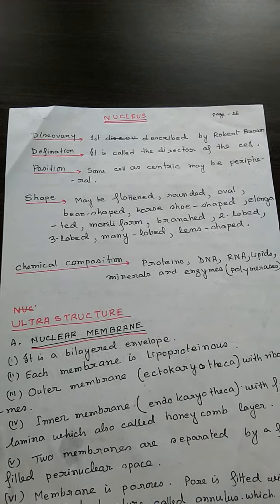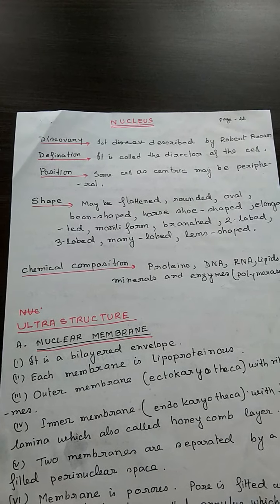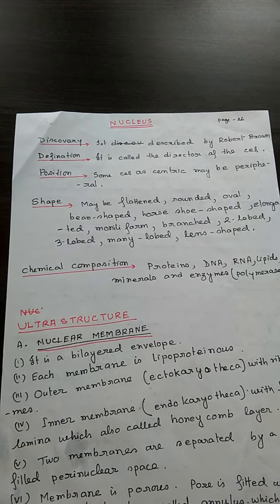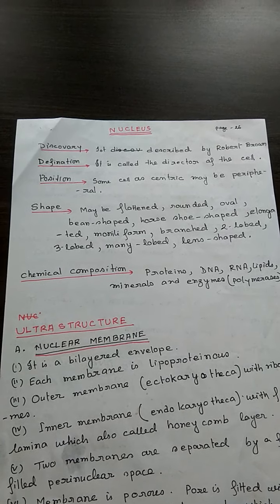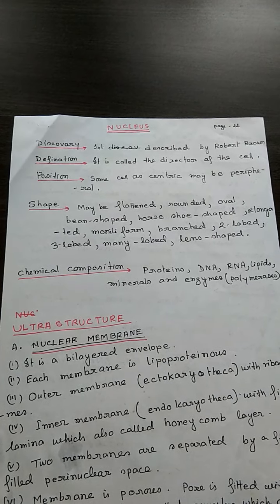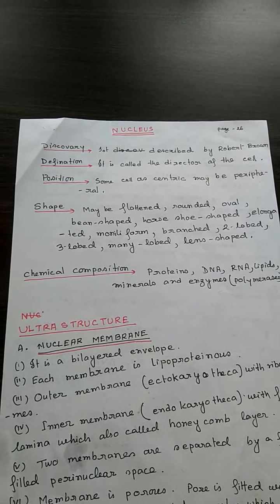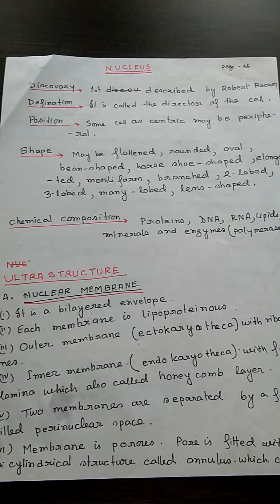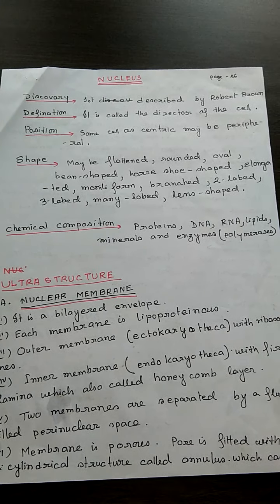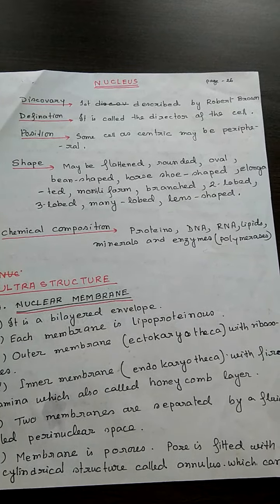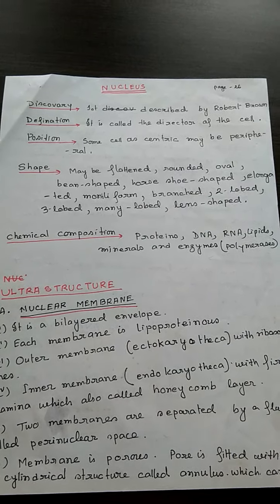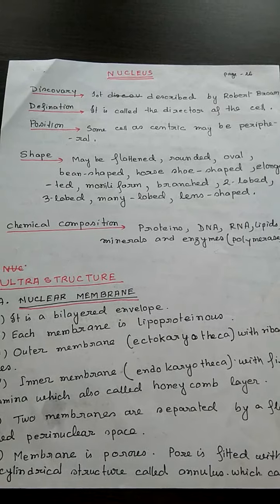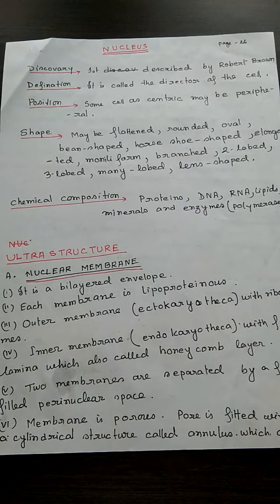Now position: generally they are centric, but sometimes it is peripheral in nature. And number: mostly the cells are monokaryotic, but sometimes two or more nuclei may be present. Okay, and its shapes are of different types. Some are round, oval, bean-shaped, horseshoe-shaped, and elongated. Two lobules or more than two lobules may be present. So these are of different shapes.